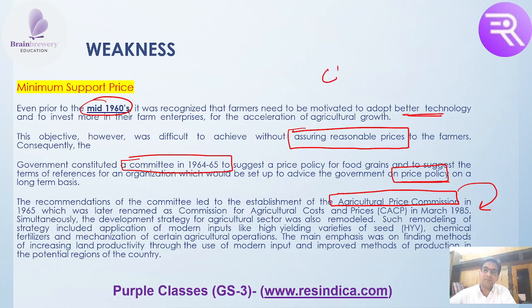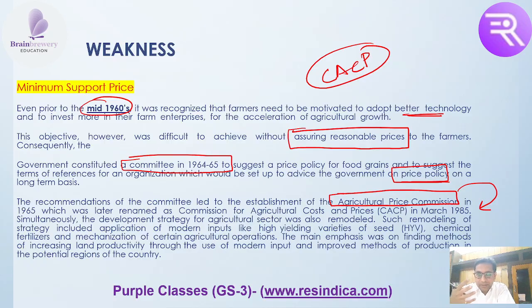CACP questions always come in the UPSC. They ask, who sets the MSP for the crop? It is the Commission for Agricultural Costs and Prices that sets the MSP. This Commission was set up in 1985. Its task is to find out various strategies for how we can support the farmer and what type of price support we can provide.